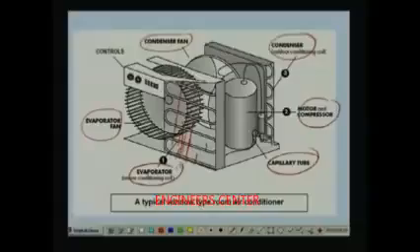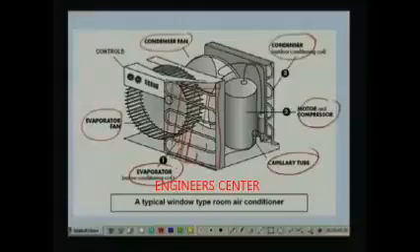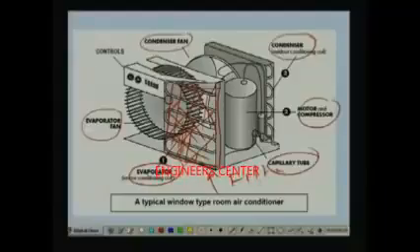So they are all finned tube type, and it is not shown here again, but normally you have a filter here, which filters the room air and circulates the clean air over the cooling coil and into the conditioned space.